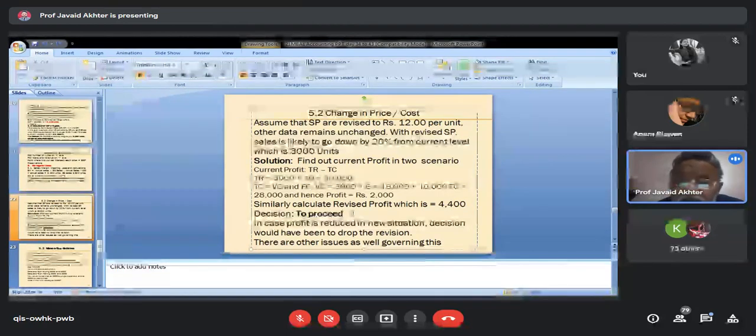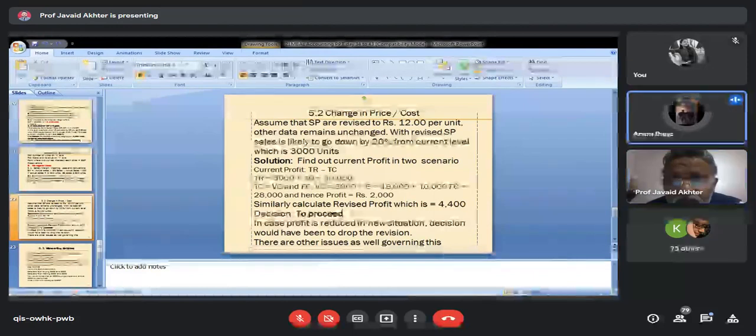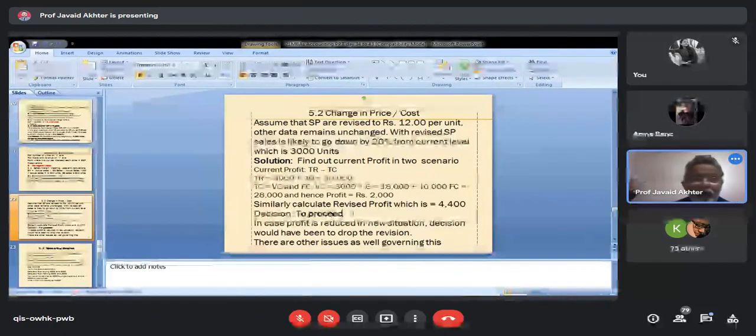Find out the extent of reduction in sales at which current profit and revised profit will be the same.